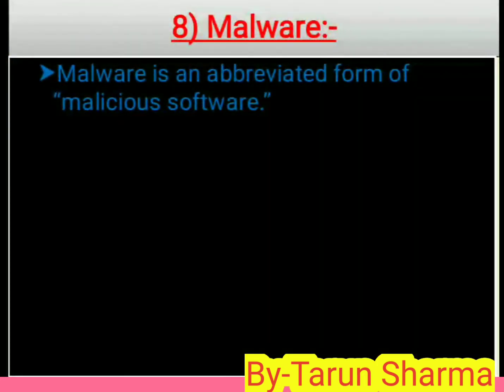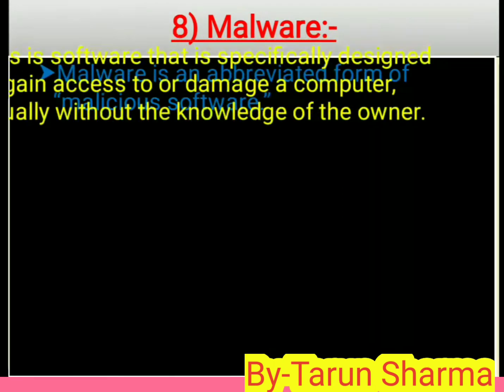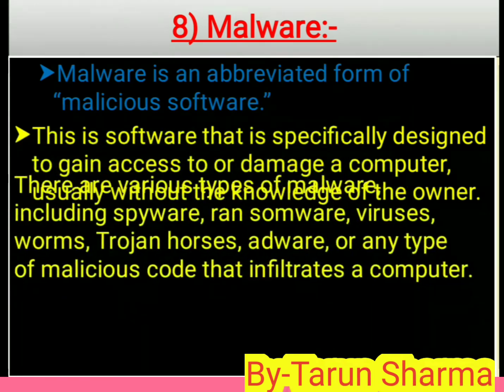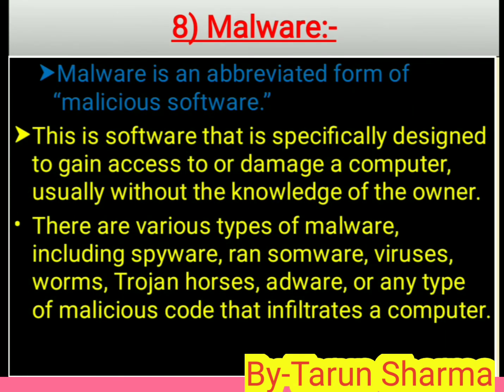Next is malware. Malware is an abbreviated form of malicious software. This is software that is specifically designed to gain access to or damage a computer, usually without the knowledge of the owner. There are various types of malware, including spyware, ransomware, viruses, worms, Trojan horse, adware, or any type of malicious code that infiltrates a computer.